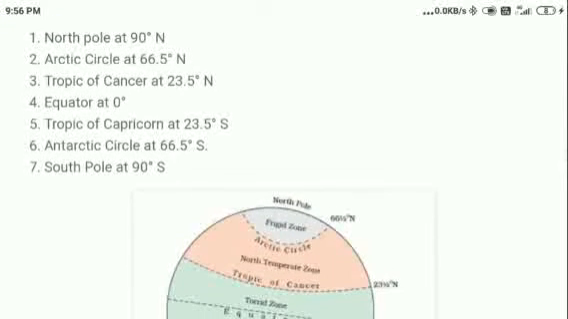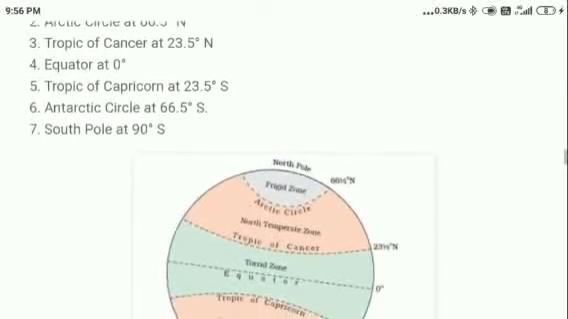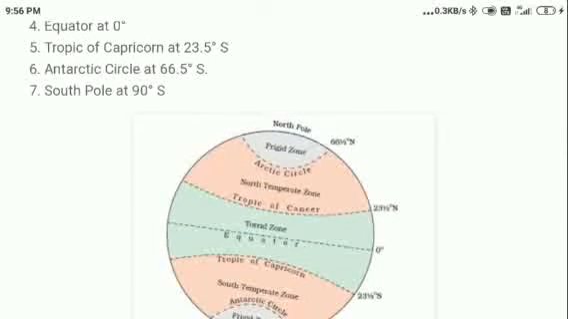And then if we move up to 66.5 degree north, we reach the Arctic Circle, which is near the Arctic Ocean. That's why it is called the Arctic Circle. And at the North Pole the angle is 90 degree. Similarly, when we move towards south we have the Tropic of Capricorn at 23.5 degree south, and the Antarctic Circle at 66.5 degree south, and at the South Pole it is 90 degree.